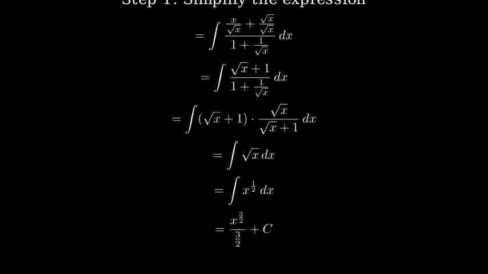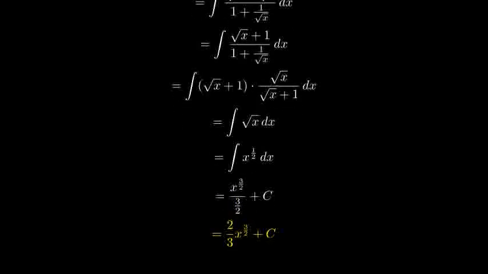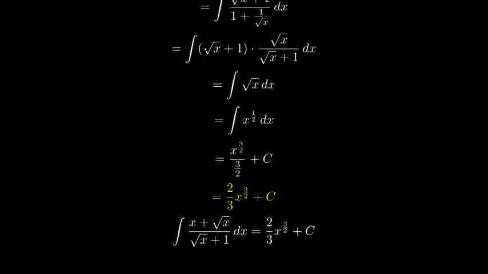Simplifying this expression, we multiply both terms by 2 to get 3 times x to the power of 3/2 plus c. Hence, the indefinite integral of the given expression simplifies to 3 times x to the power of 3/2 plus c. And that's the solution for the indefinite integral of our initial expression.